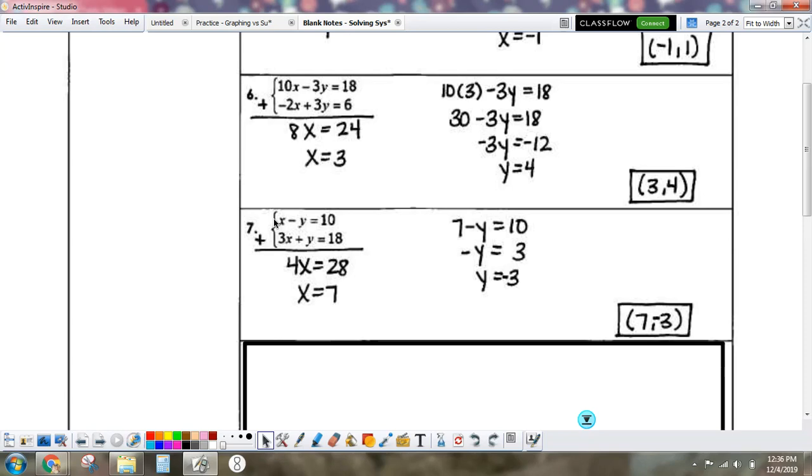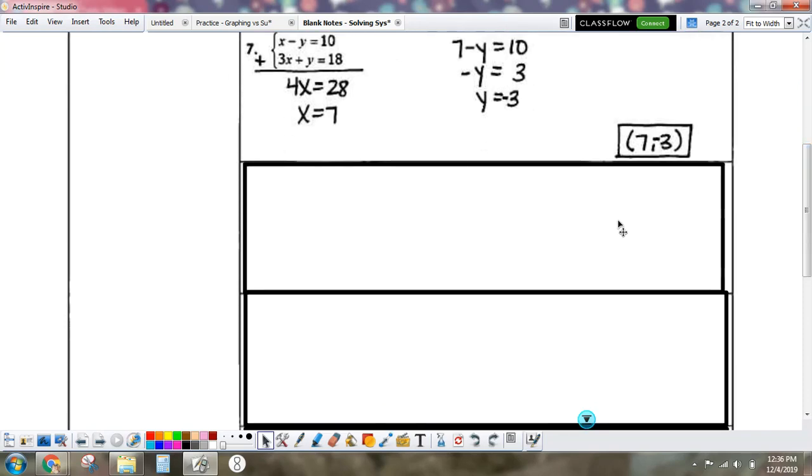X plus 3, that's 1x plus 3x is 4x. 10 plus 18 is 28. Divide by 4 to get 7. Plug that back into one of the originals, doesn't matter which. So we did 7 minus y equals 10. Okay, so when you solve that, you get negative y equals 3, so y must be negative 3.